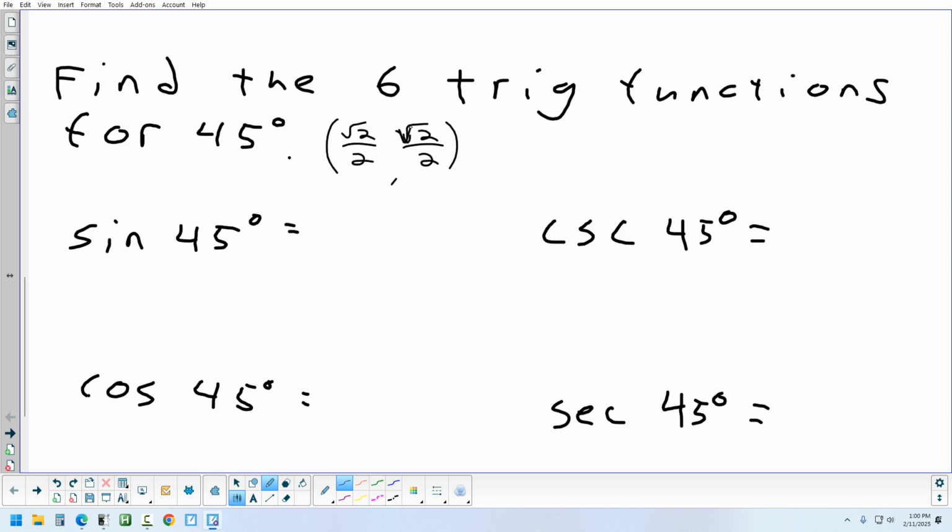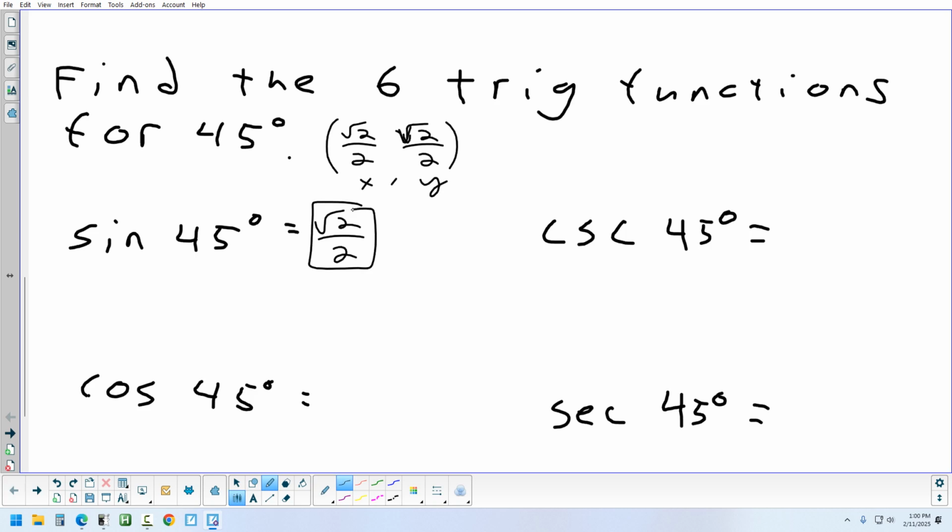Let's do the sine. What's the definition of sine? It's the y value. What's the y value in this case? Square root 2 over 2. Yep. If you mix the x and the y up, you'd be okay in this one because they're the same. But in general, you can't mix them up because a lot of times they're not the same. So root 2 over 2.